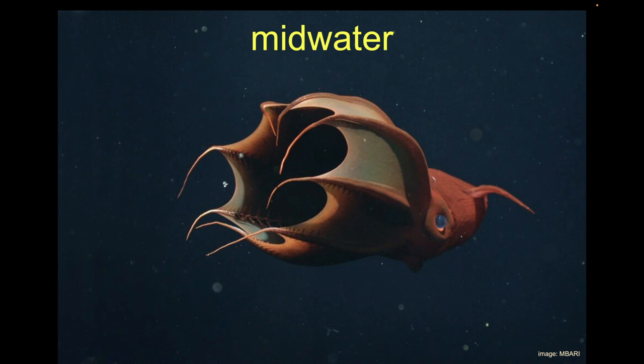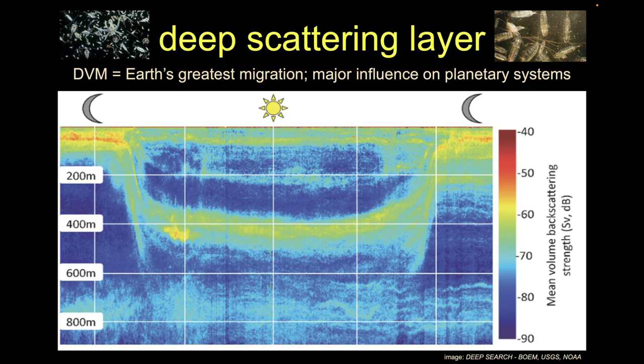This is a vampyrotuthis. This is a funky critter that is normally in the black. And so his red color acts as camouflage, because if there is any light, red light doesn't go very far in the ocean. And this guy and other critters are sometimes part of the largest mass migration, daily migration on planet Earth. And so that is from the deep water to the shallower waters. And so that's what we're showing here.